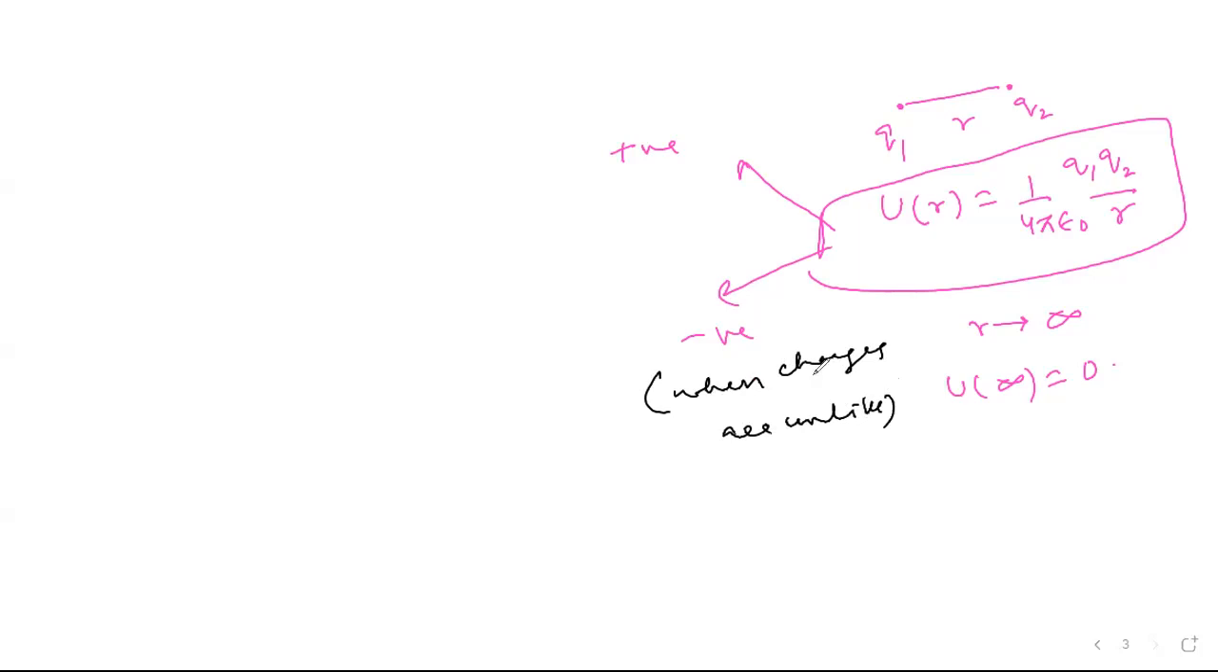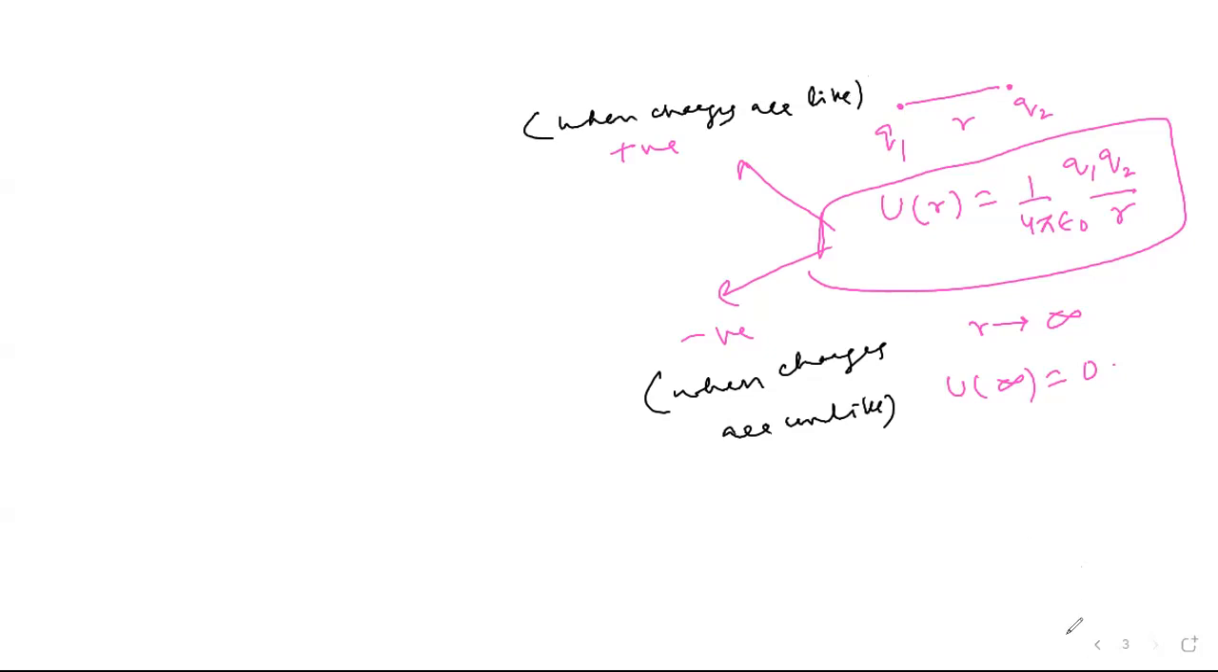That means when there is attraction. When Q1 is positive, Q2 is negative, product is negative, or reverse is also possible. When charges are unlike, there is attraction, and the corresponding electrostatic potential energy is negative. Where charges are like, both positive or both negative, there is repulsion, and the potential energy corresponding to that force is positive.